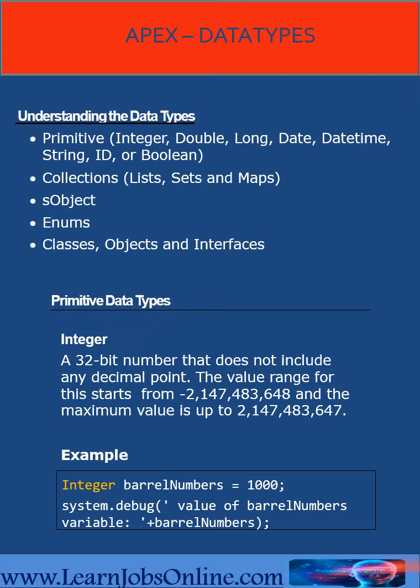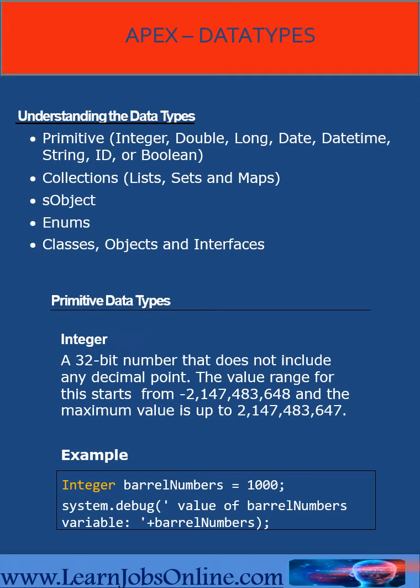Apex supports the following data types. Number one, primitive, and that includes integer, double, long, date, datetime, string, ID, and Boolean. Number two, collections, and that includes lists, sets, and maps, which will be covered in a future segment. Number three, Salesforce objects, annotated as SObject. Number four, enums. And number five, classes, objects, and interfaces, which each one of those will be discussed in a different segment in the future.